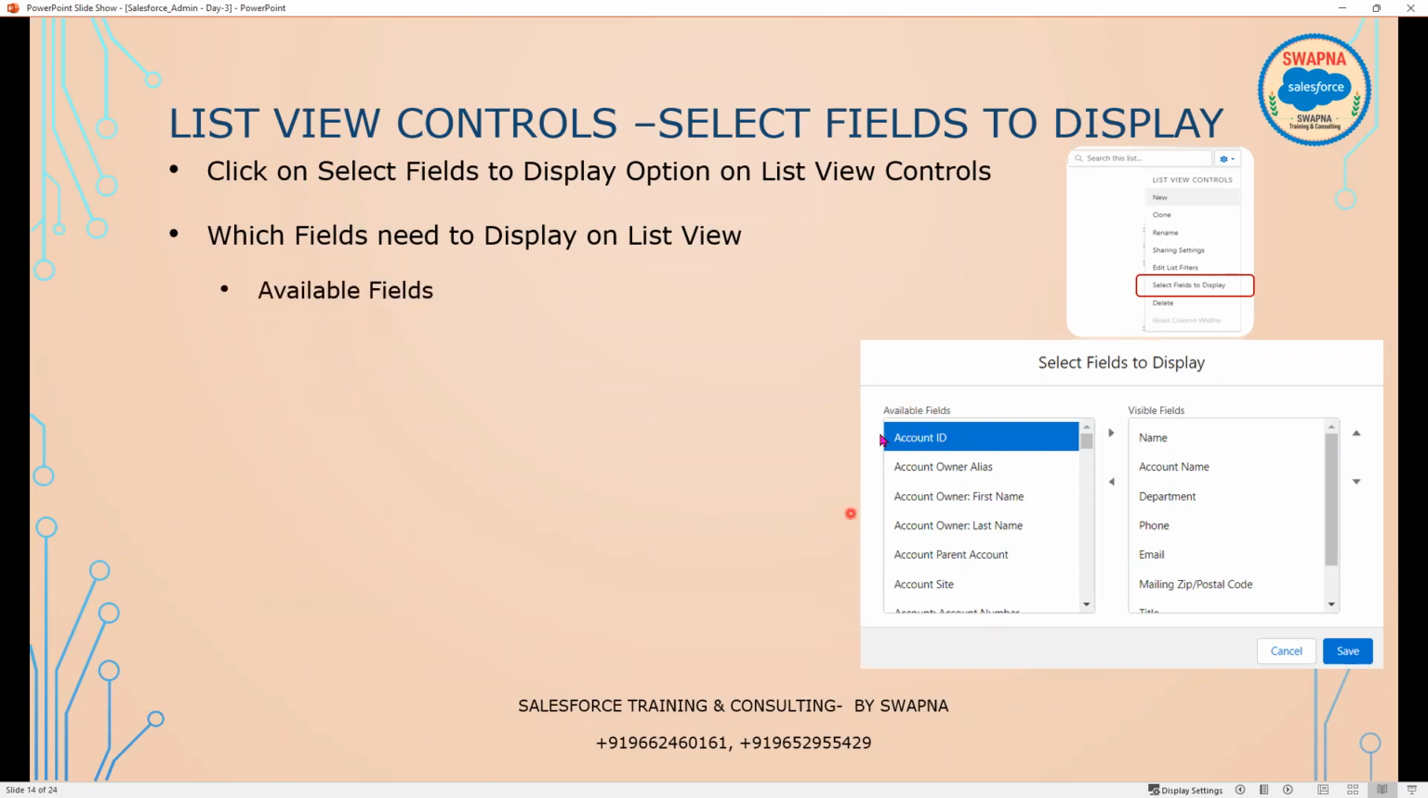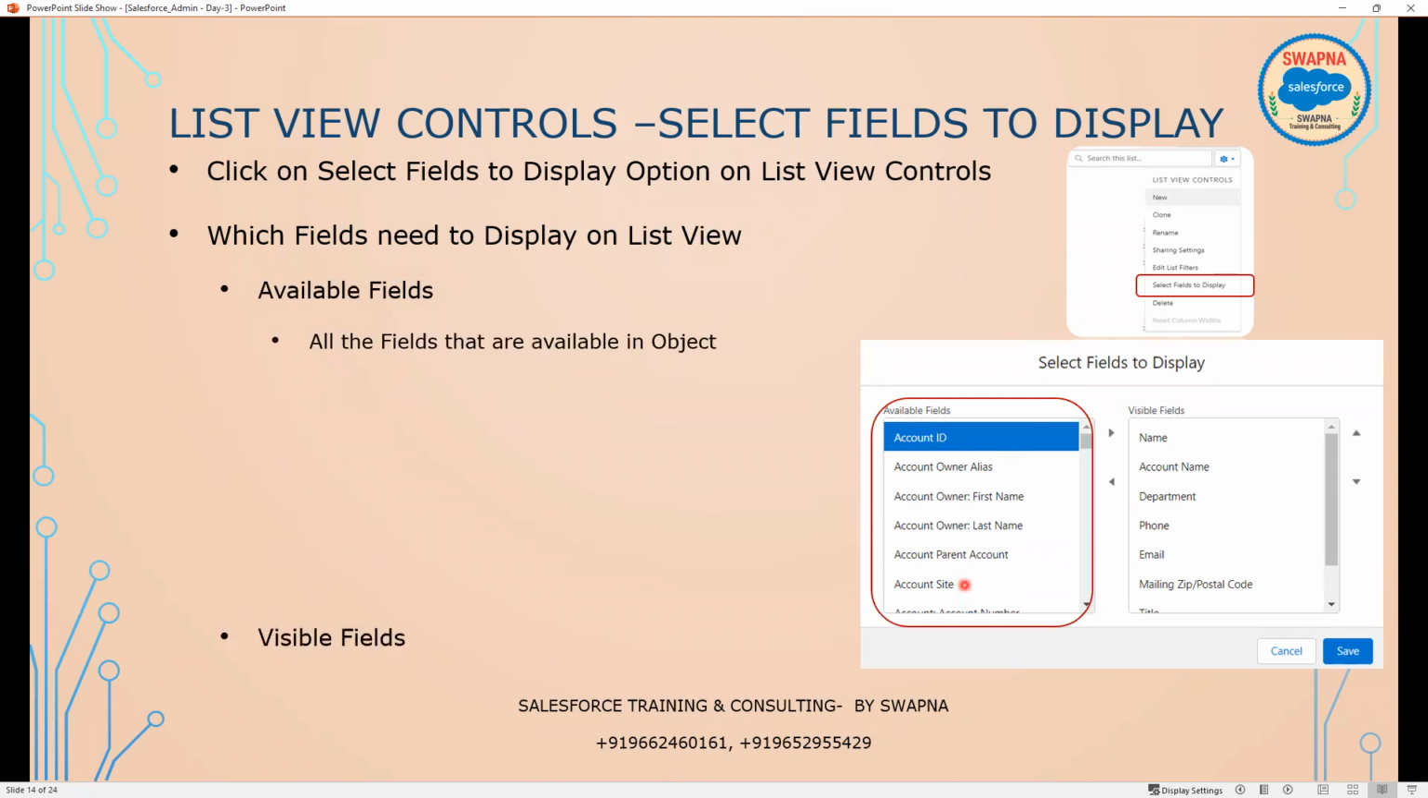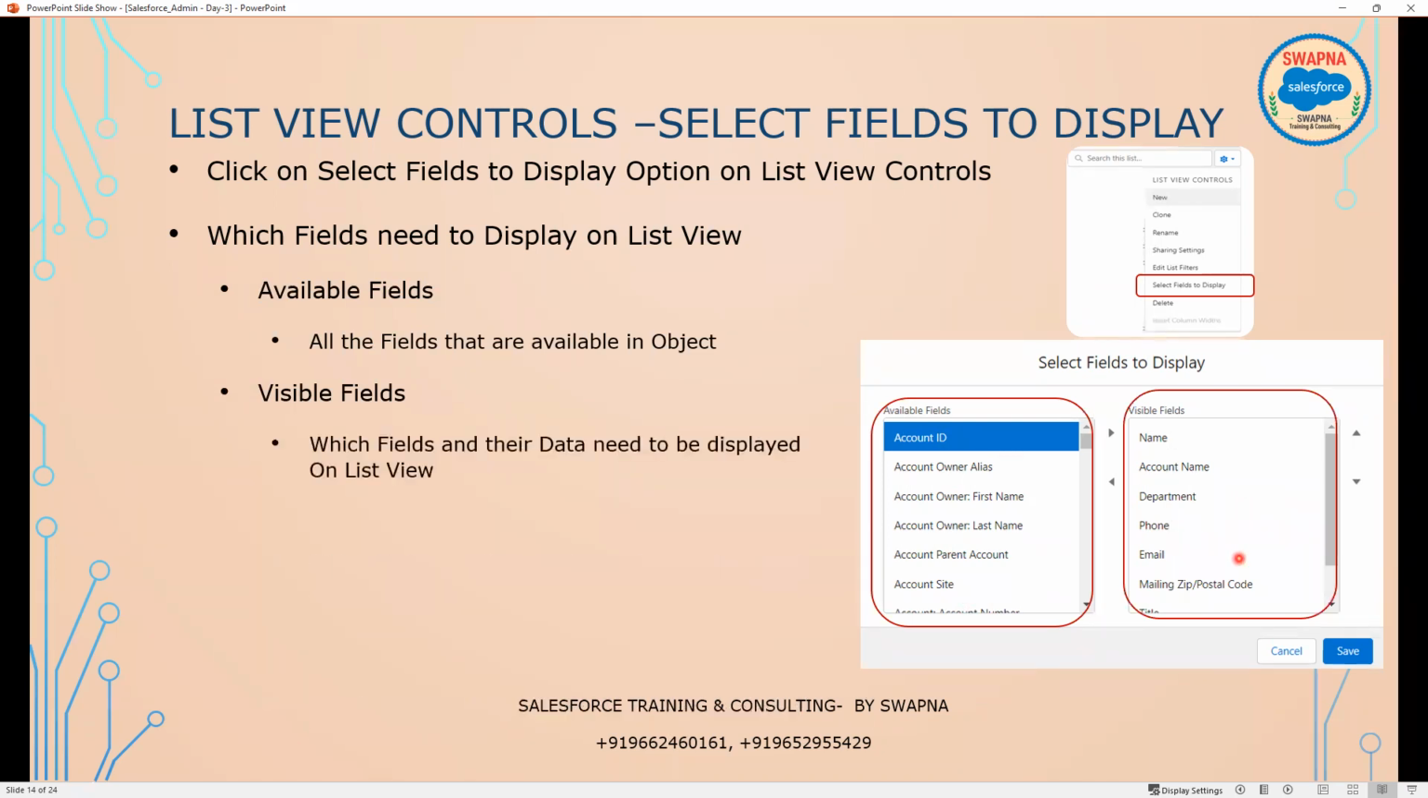Now the available fields are going to display all the fields that are available in the object. Whereas visible fields are nothing but the ones which the user wants to see the data. So in the visible fields, only the fields or data that the user wanted to see in the records will be there. Also, I can move it from available fields to visible fields.